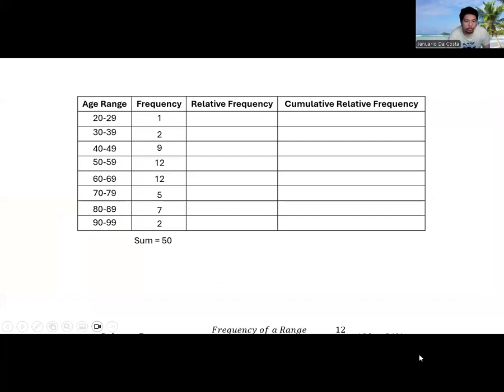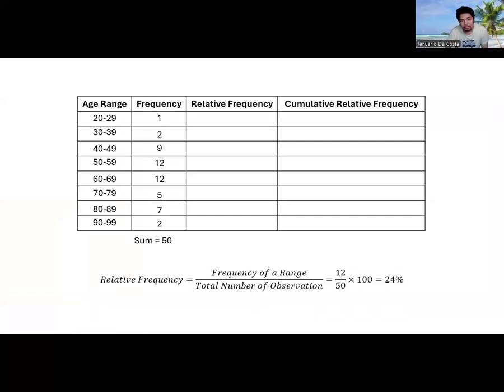So the way you do that is you have to get the frequency of the range. So for example, this 12 over here, divided by the total number of observations, that's 50, multiplied by 100, you get 24%. Right? Now you get 24%.